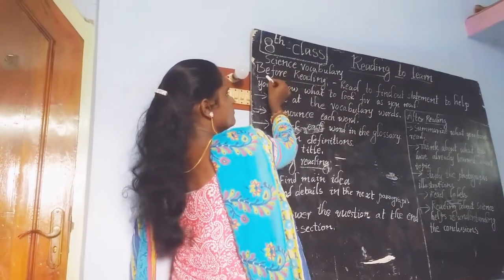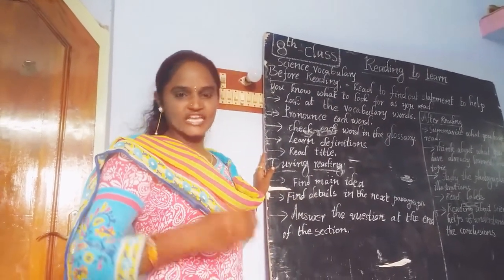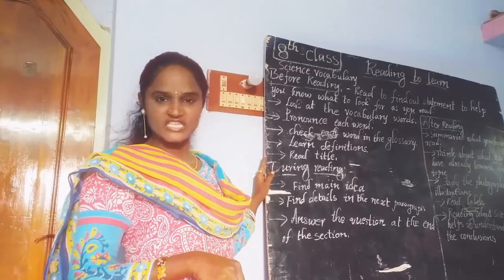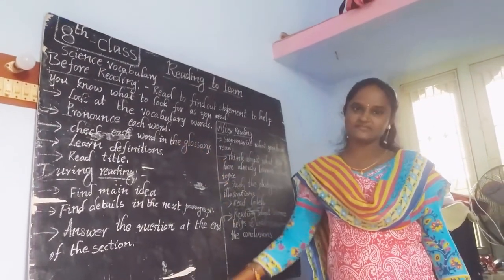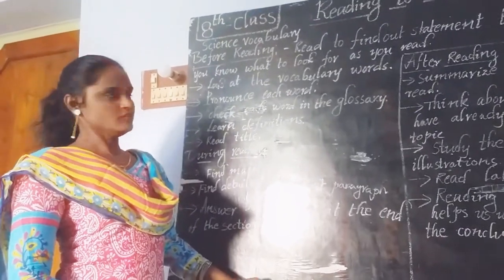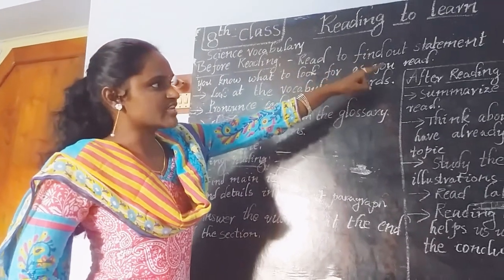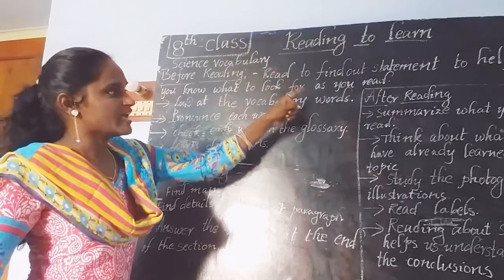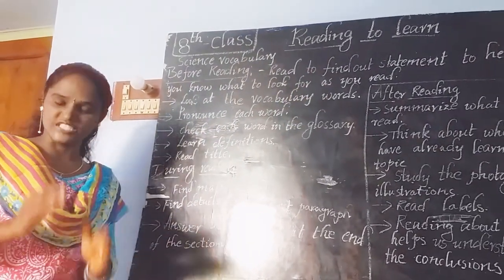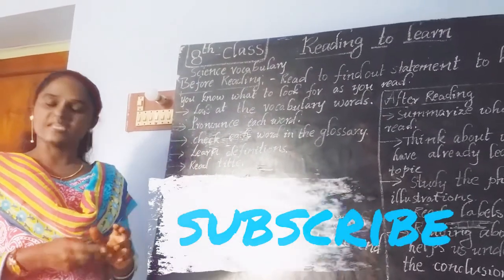See here, when you are going to read a topic which is related to your investigation or experiment, then before going to the topic, you have to read many things. Before reading, what are the strategies we need to follow? See here, read to find out: a statement to help you know what to look for as you read, what you want to read. First you get one idea, later you go through the subject.